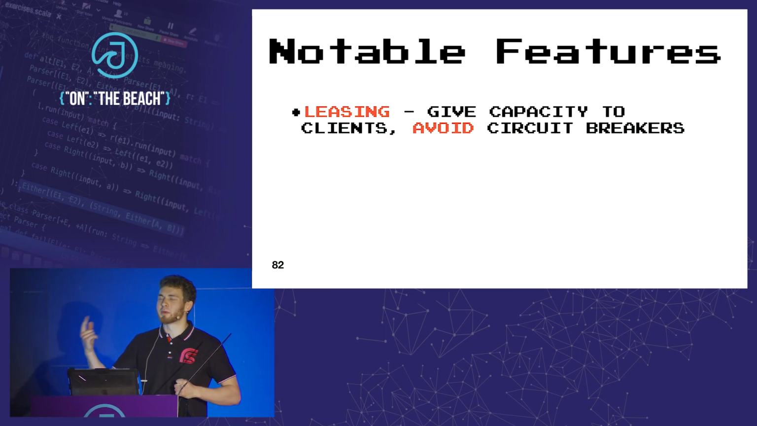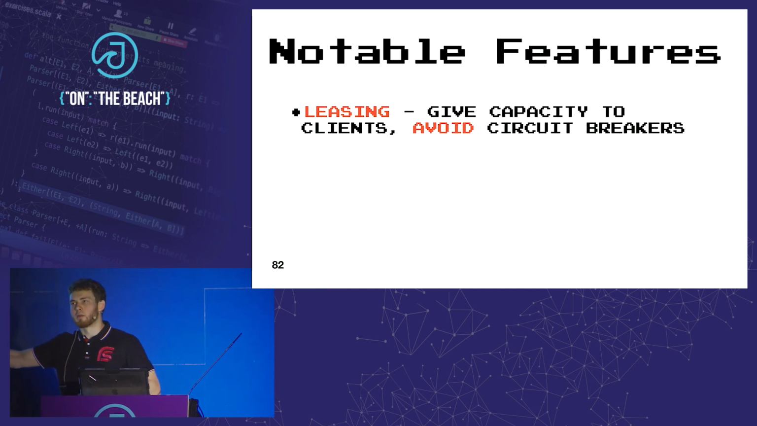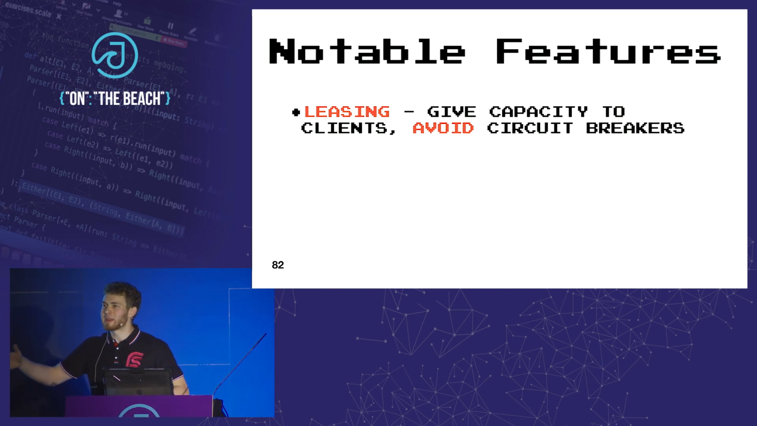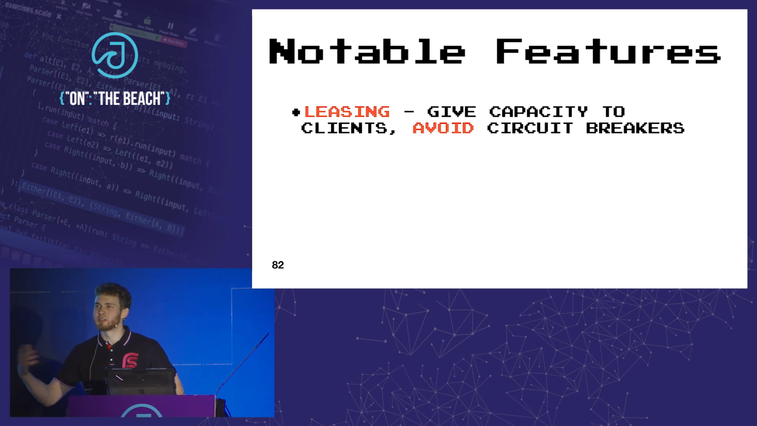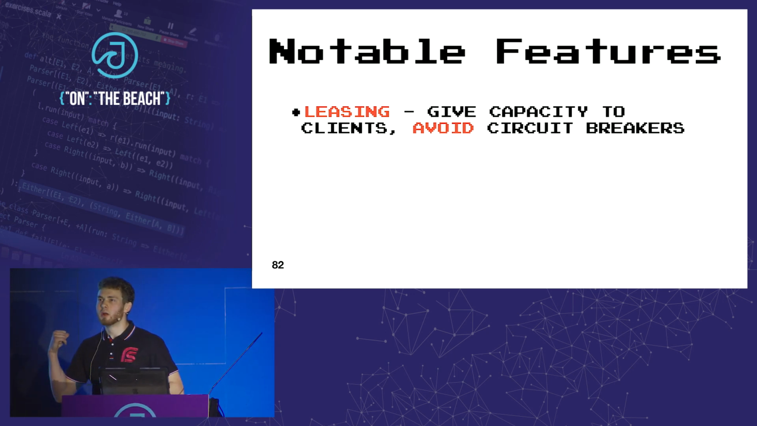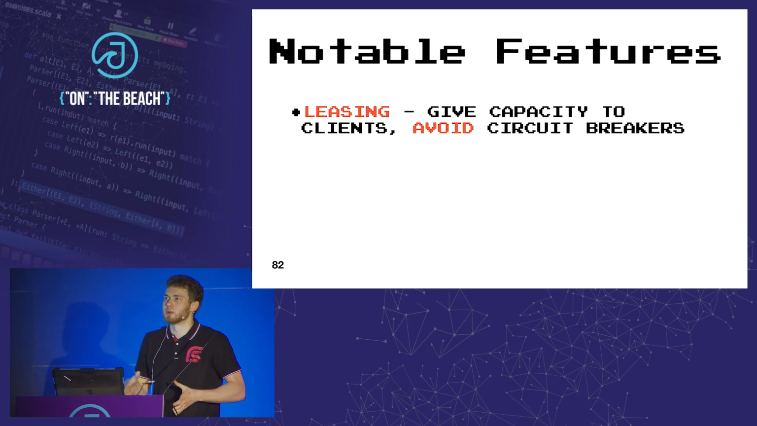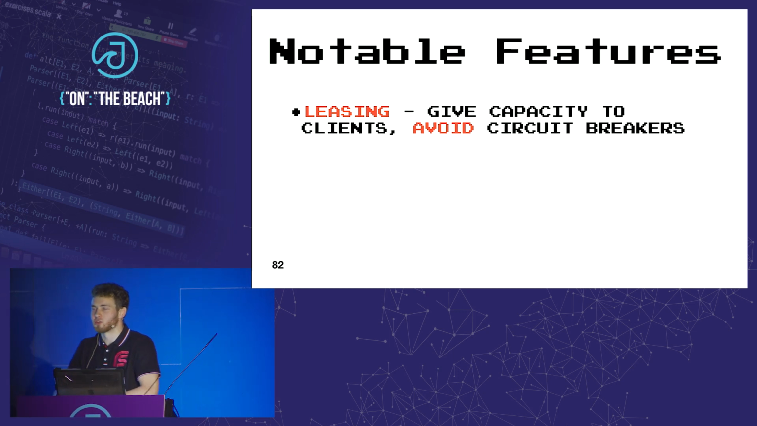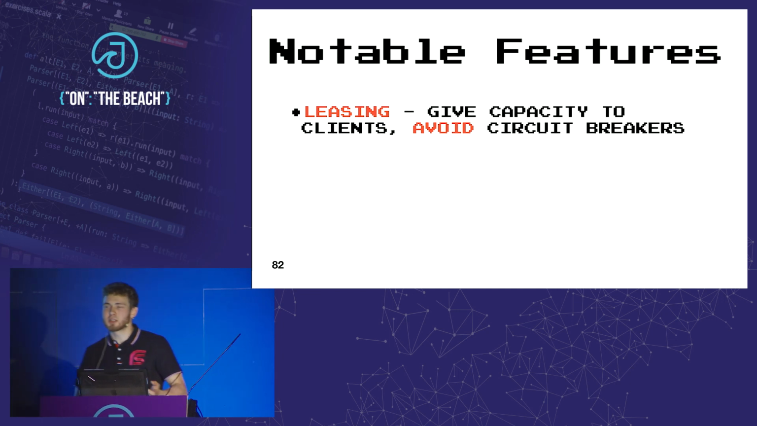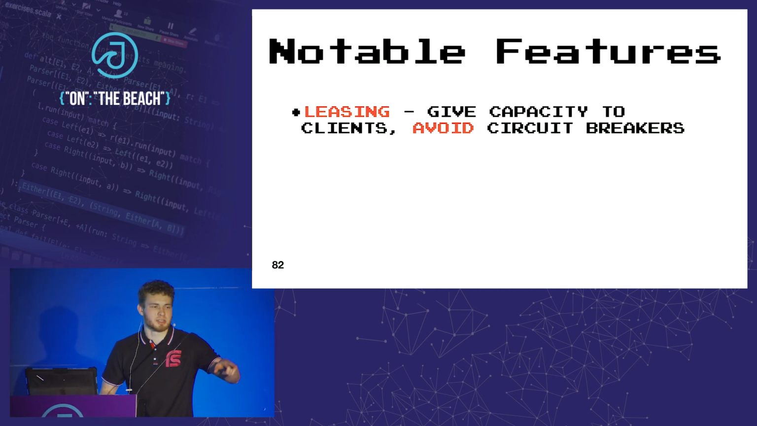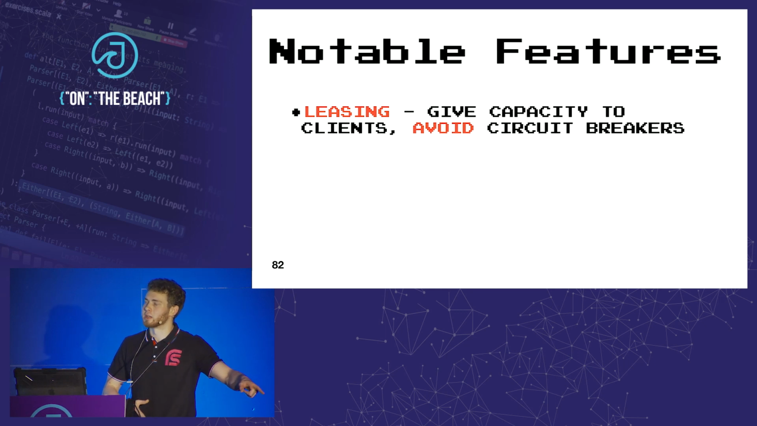In RSocket, we created a feature called leasing. When you connect, the server tells you how many messages or requests you can send to it. In this way, it preserves its capacity and stability because the server knows how many requests in general it can handle. That's why it can say to this connection, you can send me 10 requests per second and not more.